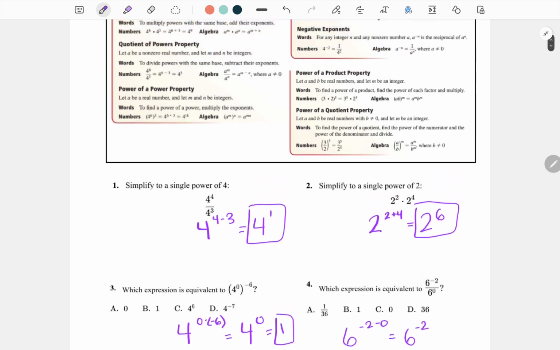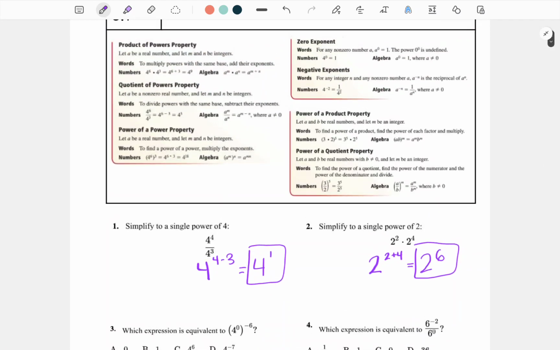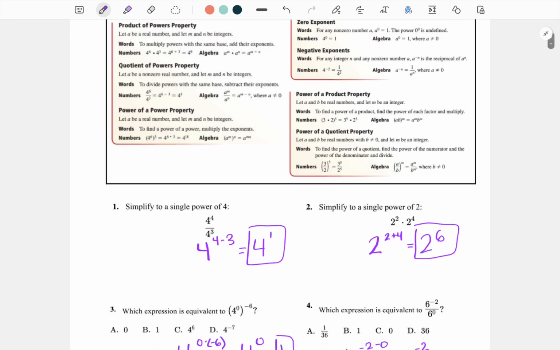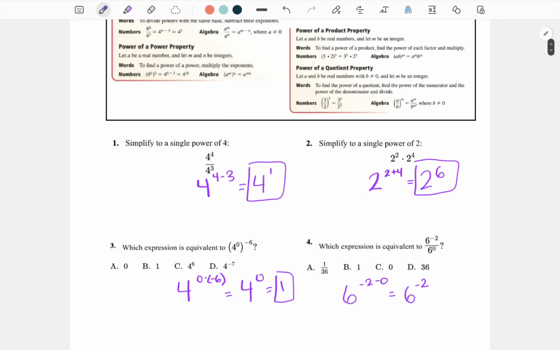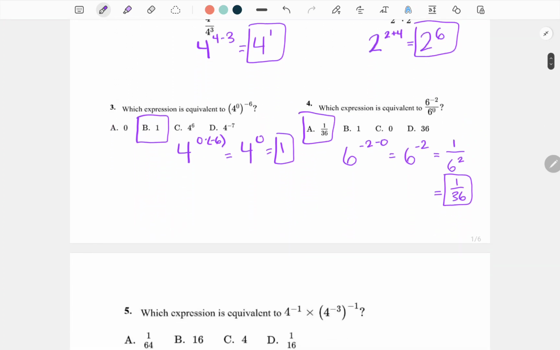And then we're going to use the negative exponent property, which means it's going to be the reciprocal of that exponent. So 6 to the negative 2 is the reciprocal of 6 to the 2. So it'd be 1 over 6 to the second power. And 6 to the second power is 6 times 6, which is 36. So it's 1 over 36. Oh, sorry, 3 is B, I never marked that, and now 4 is A. All right, I'm going to move on to the next page.